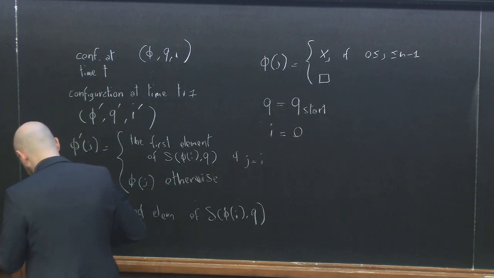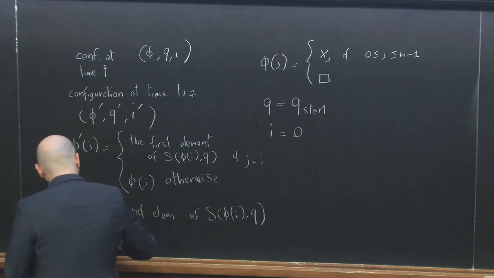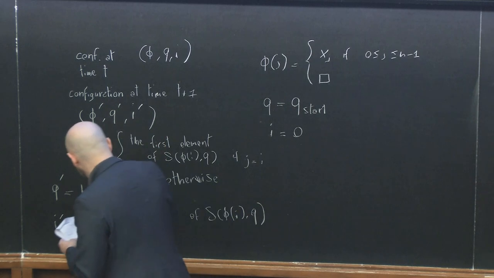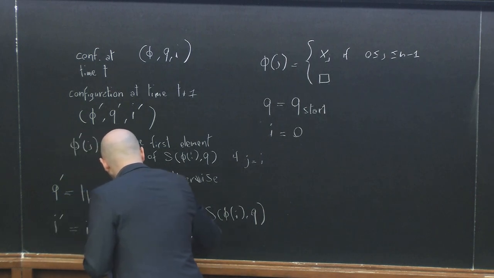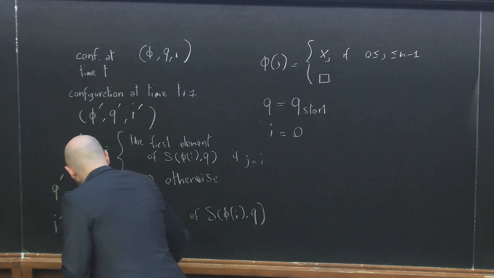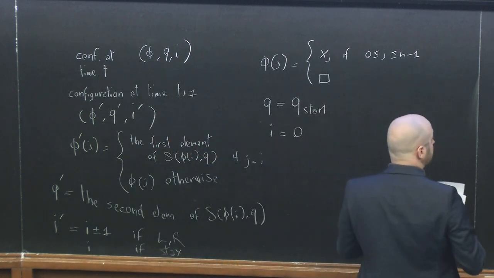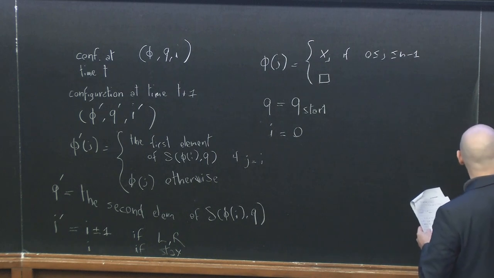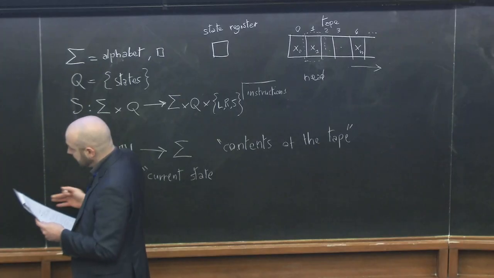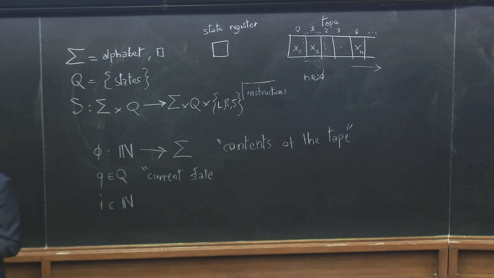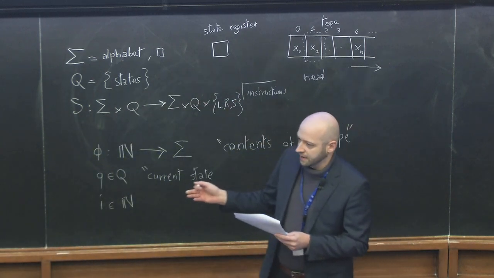and I prime gets updated based on the third element of the instruction. So plus or minus one, depending on whether I'm going to the left or to the right, or the same if stay. So these two pieces of information should convince you that if I know my initial configuration and I know the recipe for producing a successive configuration given a previous one, then I can define a sequence of configurations that describe the computation of my machine.